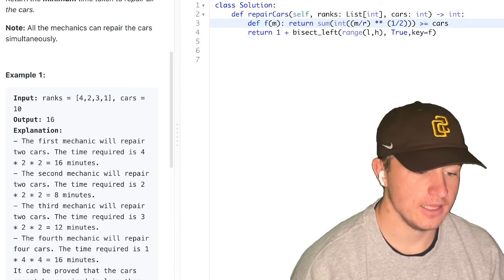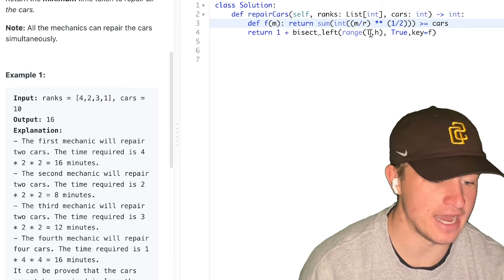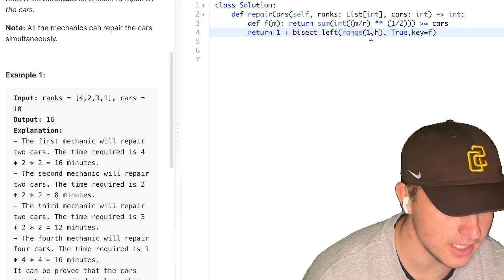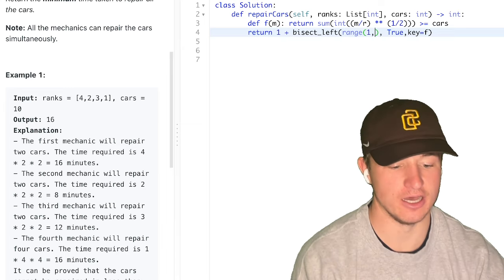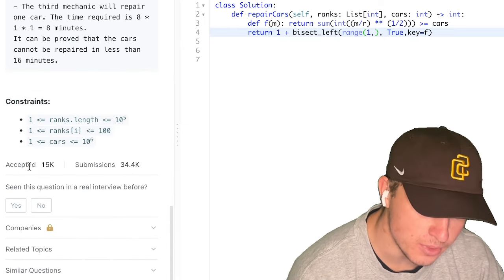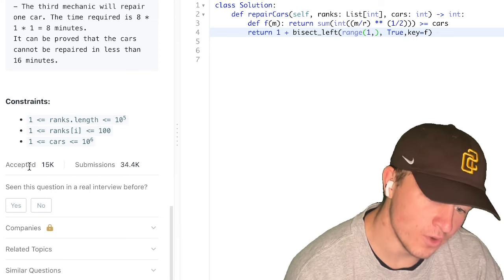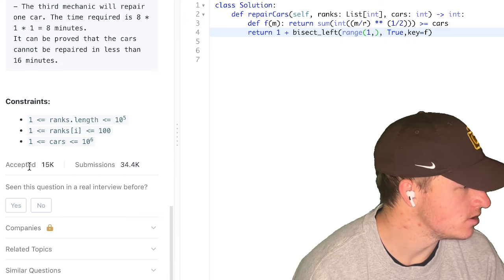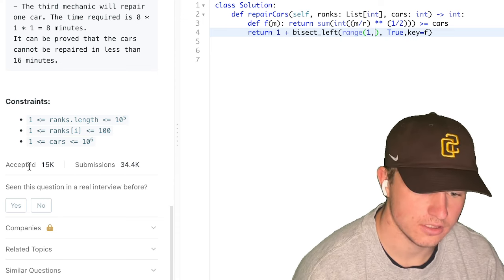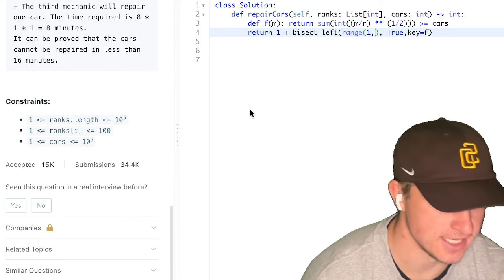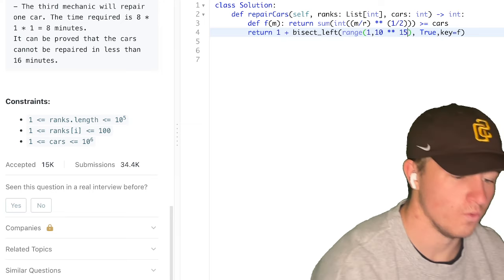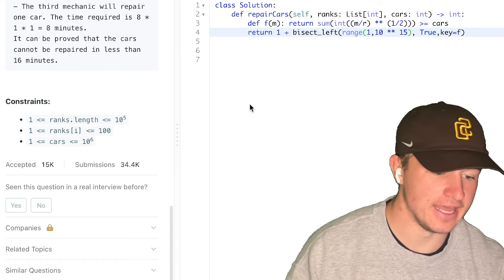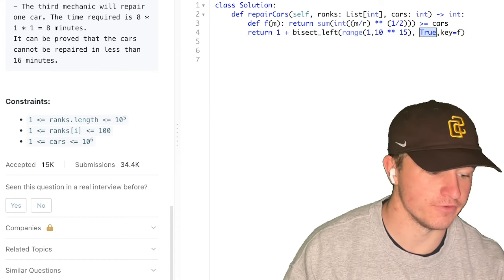Now, what are our low and high values? The lowest it could be is that I could do it all in 1 minute. The highest, someone in the comments actually helped me, because I don't know what the highest value could be. There are 10 to the 6 cars. Let's just say 10 to the 15, but I really don't know what the highest value could be here. And then we're looking for true.